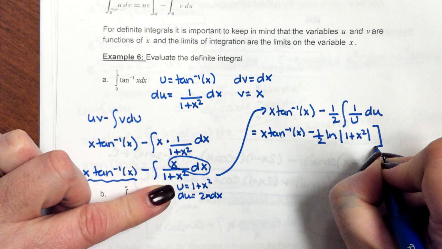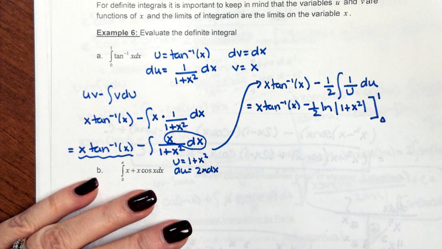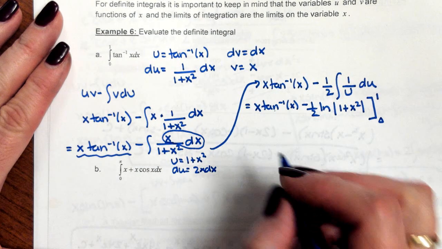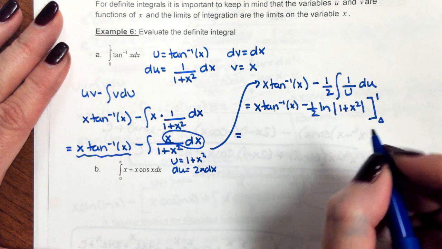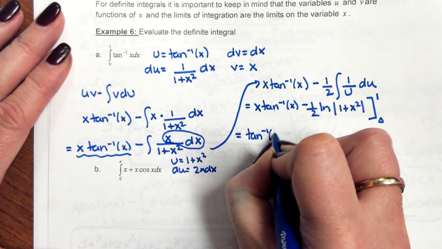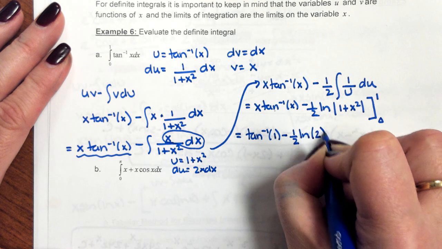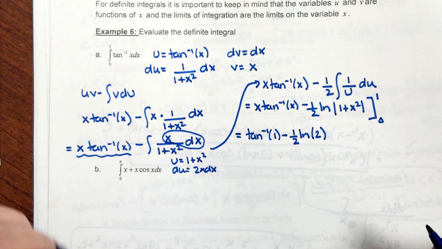And again, this is a definite integral. My bounds are going from 0 to 1, so I don't write that plus c. So just like using the fundamental theorem of calculus, I plug the upper bound in minus the lower bound. So I have 1 times the inverse tangent of 1 minus 1/2 times the natural log of 2. 1 plus 1 is 2.